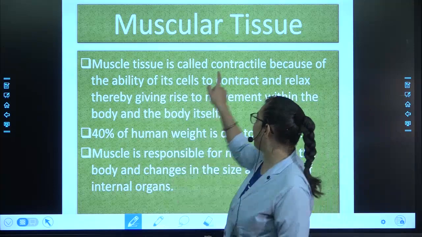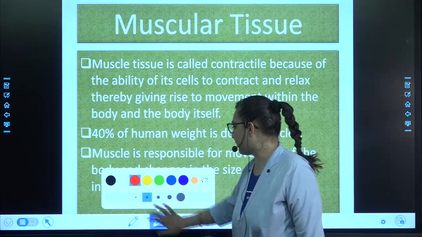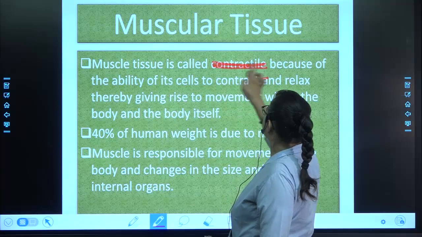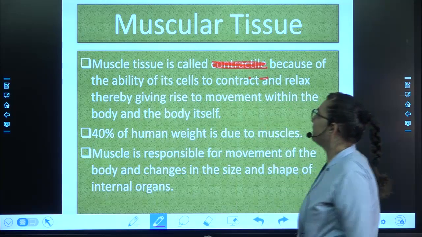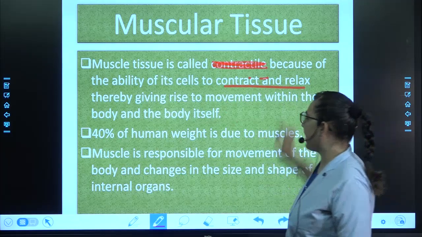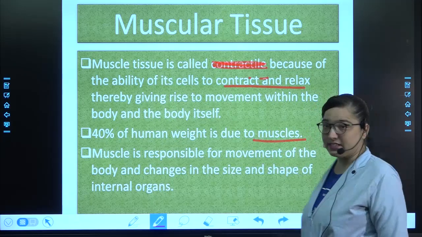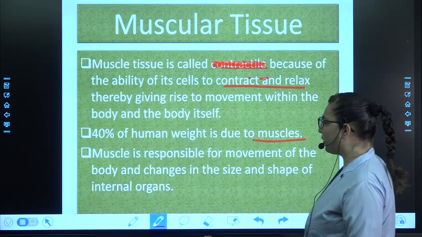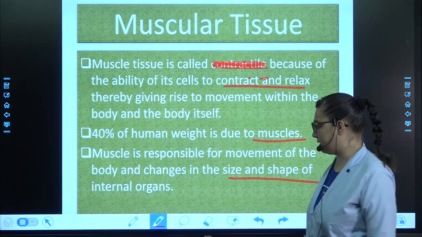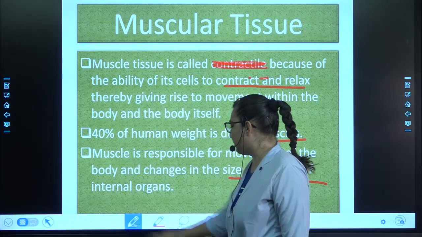All the relaxations and everything is just because of this muscular tissue. So what is the extra name given to them? Contractile tissue. Remember this, it's a keyword. Why are they called contractile? Because of their ability to contract and relax. 40% of human weight is due to muscles. Muscle is responsible for the movement of the body and changes in the size and shape of the internal organs. So that is about the muscular tissue.